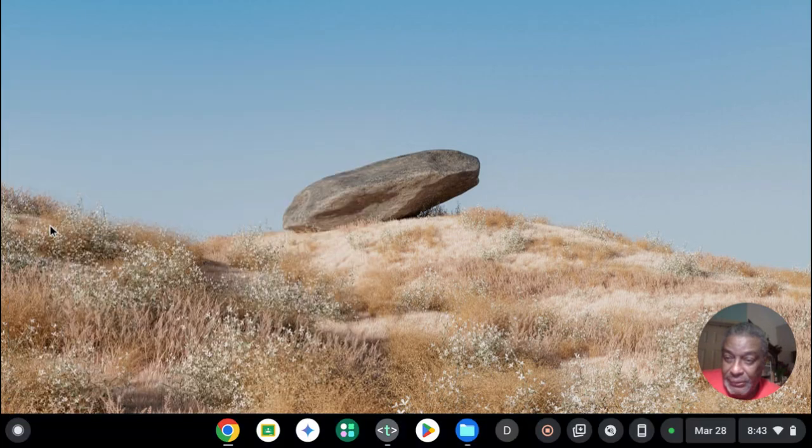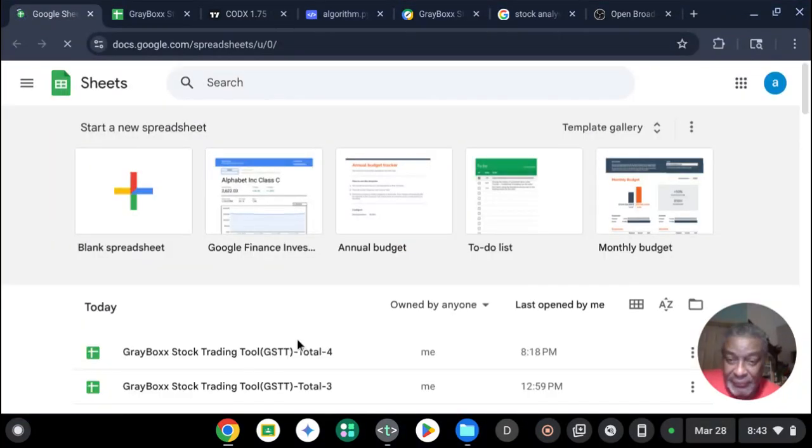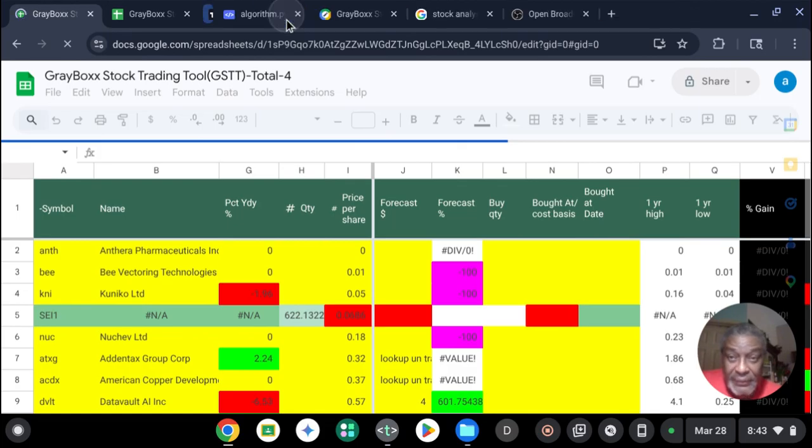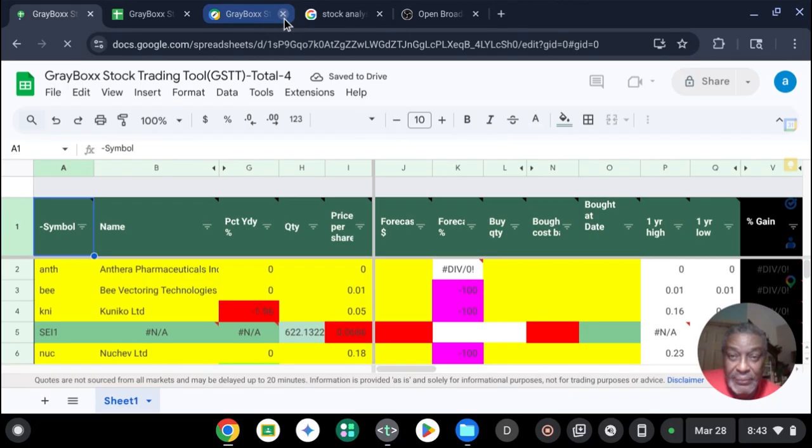So we're going to go to Sheets, and from Sheets we're going to bring up our GrayBoxx software stock trading tool. We're going to bring up the total, which has all of our stocks, over 500 stocks in here. And what we're going to do is open up the other tools that we normally use. So I'm going to close out all of these existing tools and then bring them up one at a time.